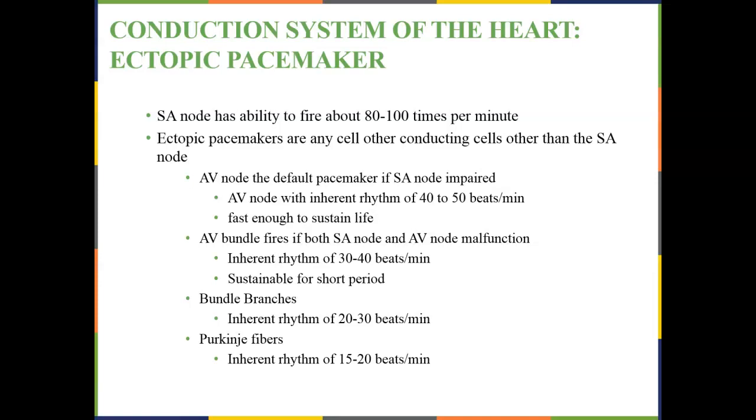If the AV node and the SA node are both not functioning, the AV bundle can fire. If that happens, the inherent rhythm would be about 30 to 40 beats. And this could sustain your life for a short period, but eventually you would have to get a manufactured pacemaker put in. Bundle branches and Purkinje fibers can also fire, but not good enough to sustain life.